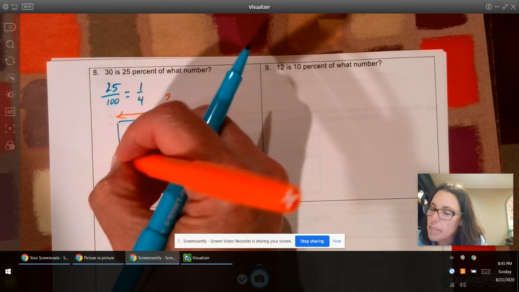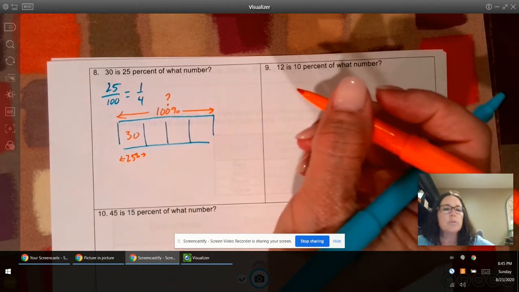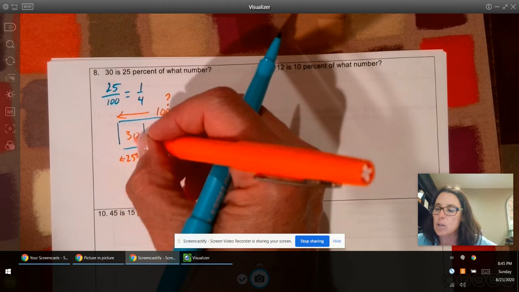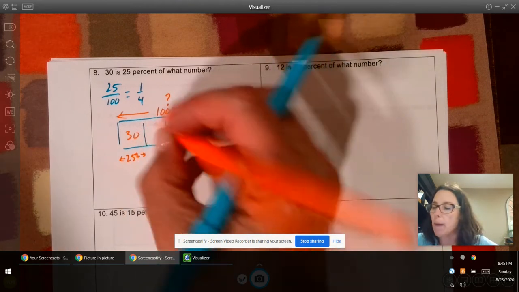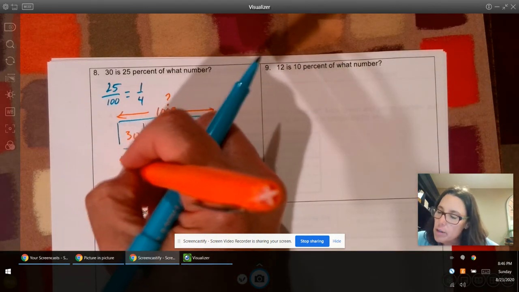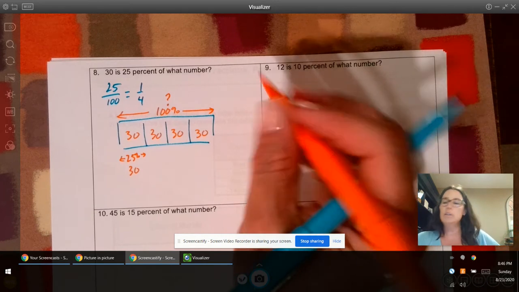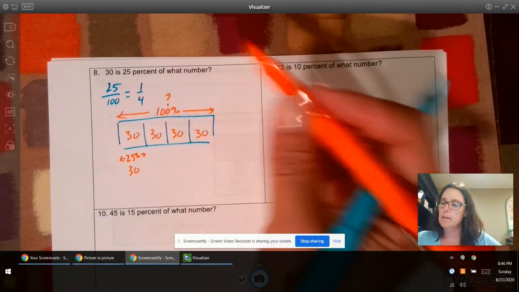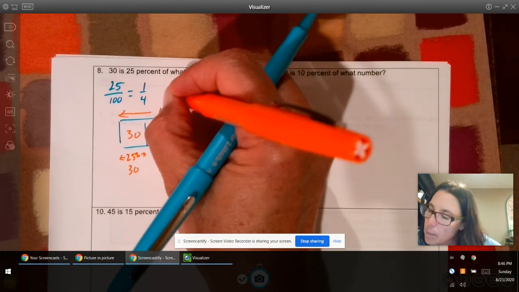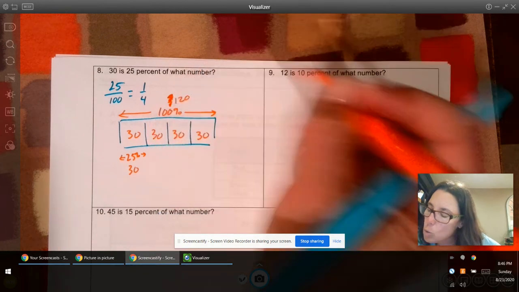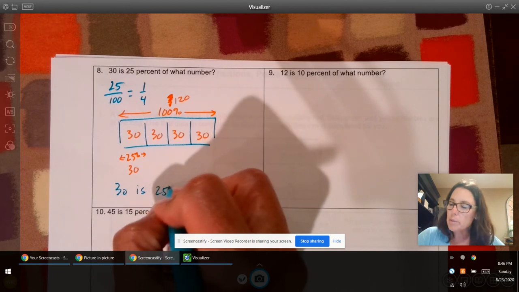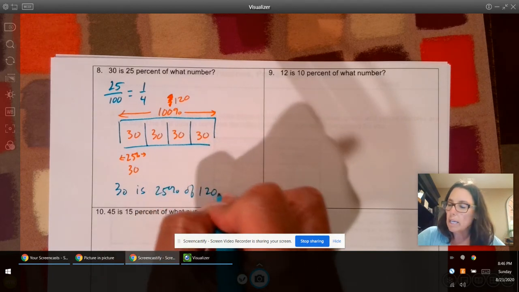Okay, so if 30 is 25%, doesn't it make sense that your magic number is 30? Because that is equivalent to that 25% box. All right, so 30 goes with the 25%. Now, can you figure out what this question mark should be? 30 plus 30 plus 30 plus 30, 120. I'm going to cross out that question mark and put in 120. So 30 is 25% of 120.